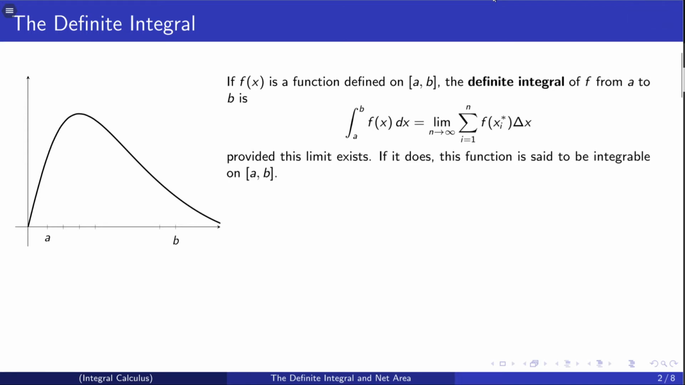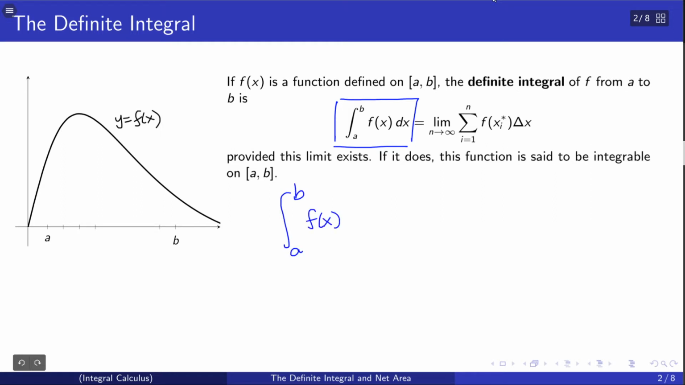If you have f of x to be a function that's defined on a closed interval from a to b, then the definite integral, which is denoted in the following manner, so I'll draw the symbol here a bit bigger, kind of looks like an elongated S. This is equal to exactly that limit when we take n to infinity.